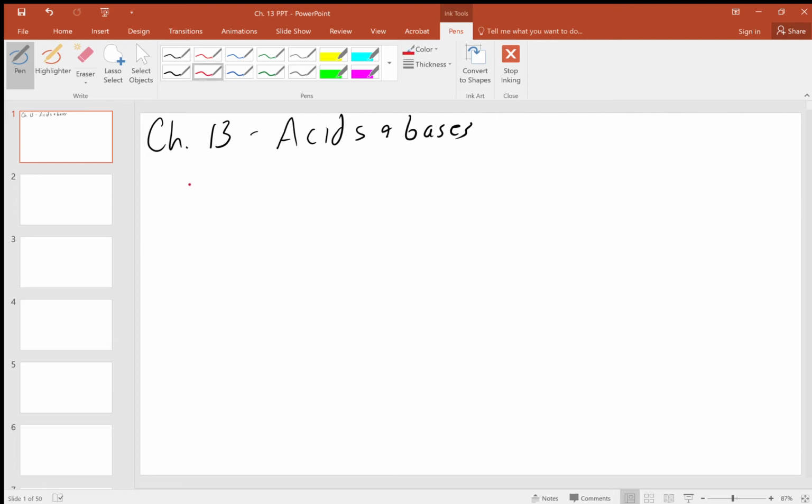So we start out by talking about a definition of what acids and bases are. And that might seem like it's a very, very simple, straightforward question to answer. The problem is, there's actually multiple definitions of what acids and bases are. We're going to cover 3 of them in this class, but there's actually even more than that.